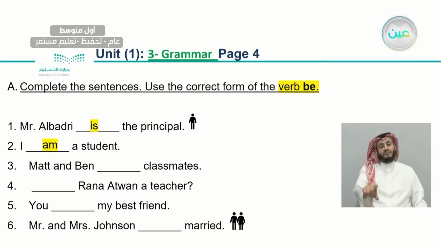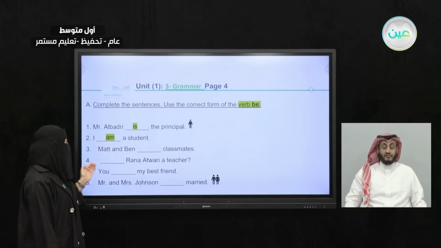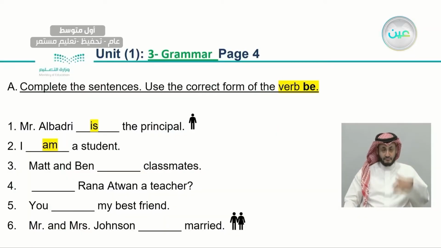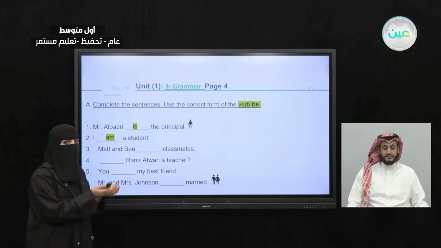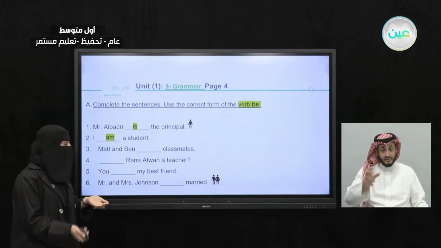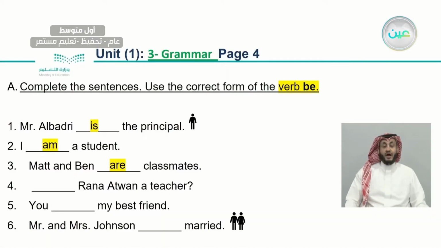Am. Yes, good job. I am a student. And this is the full form, by the way. Number 3, Matt and Ben space classmates. I'm talking about two people, okay? Matt and Ben. So it's a group of people. It's a plural, right? Matt and Ben are classmates. Good job.